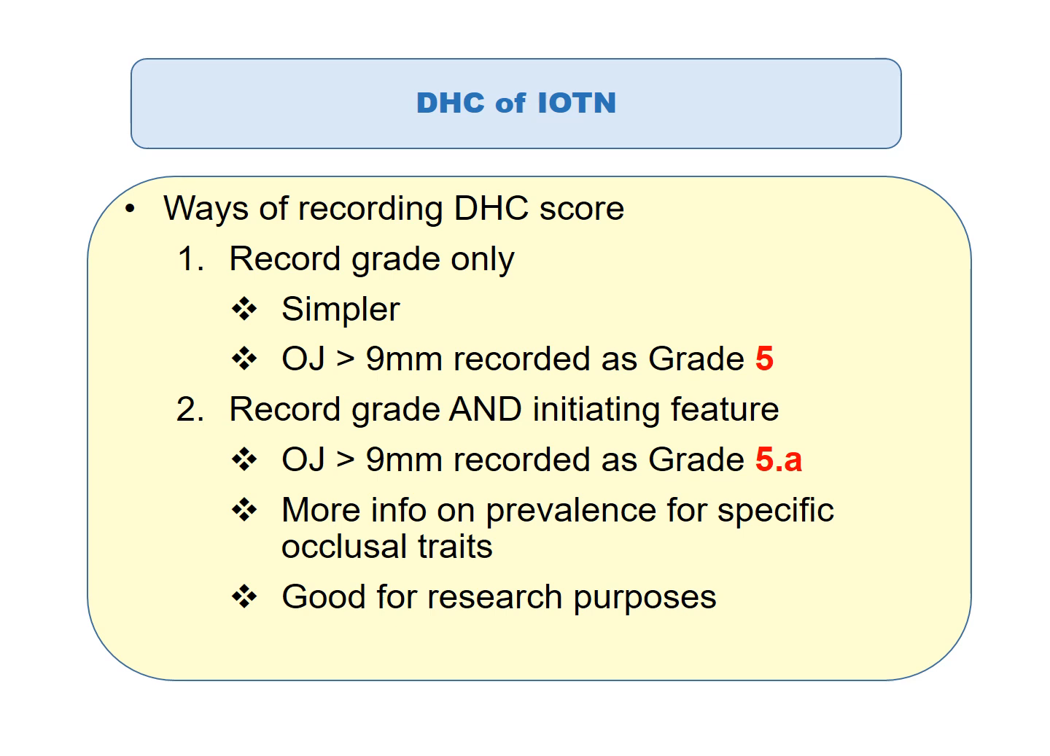Now, how do you record a DHC score? One way is to record only the grade, which is simpler. For example, if our overjet is more than 9 millimeters, it's simply recorded as grade 5. The second way of recording is to record both the grade and the initiating feature. For example, if the overjet is more than 9 millimeters, it is recorded as grade 5A. This method gives more information on the prevalence of specific occlusal traits and is good for research purposes.